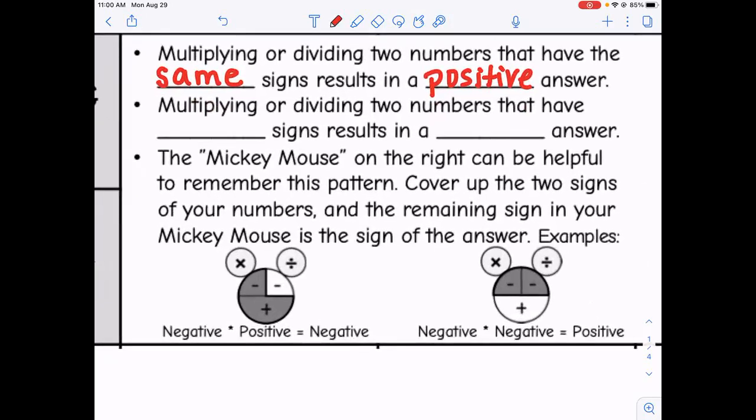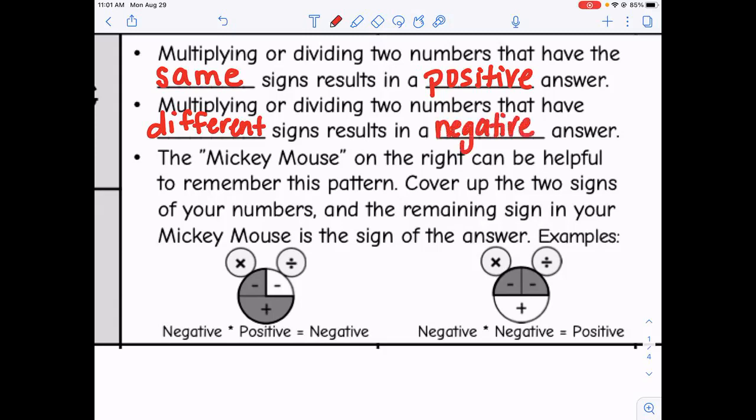Multiplying or dividing two numbers that have different signs results in what kind of answer? Braxton? Negative. Negative. Good job.